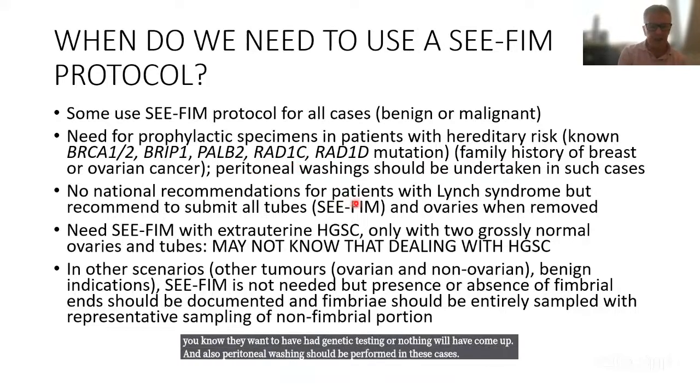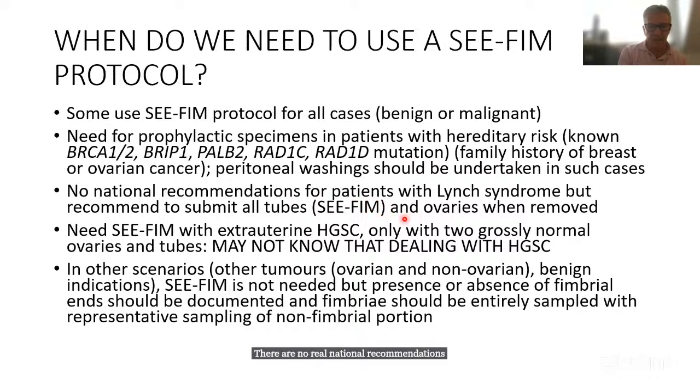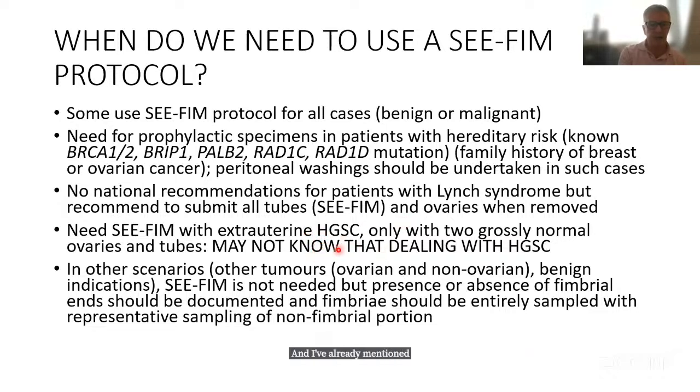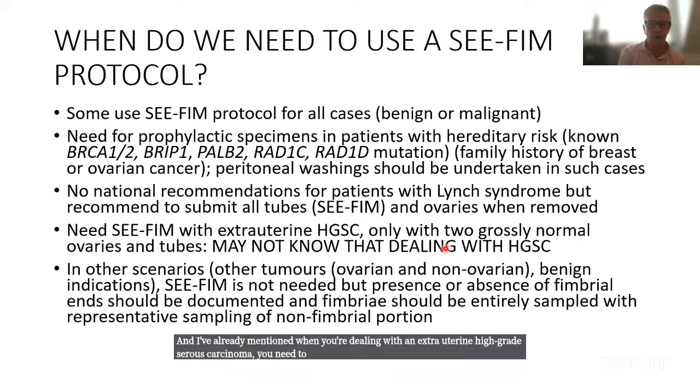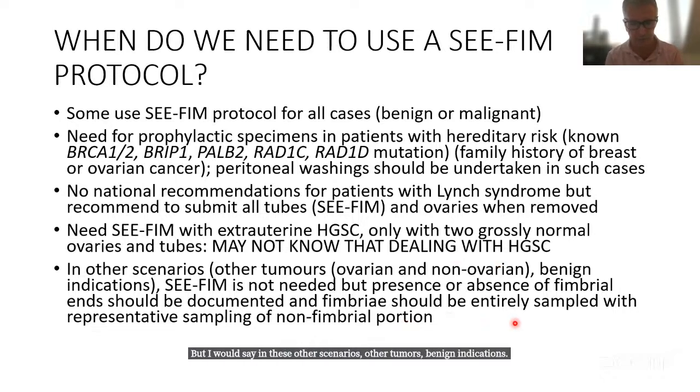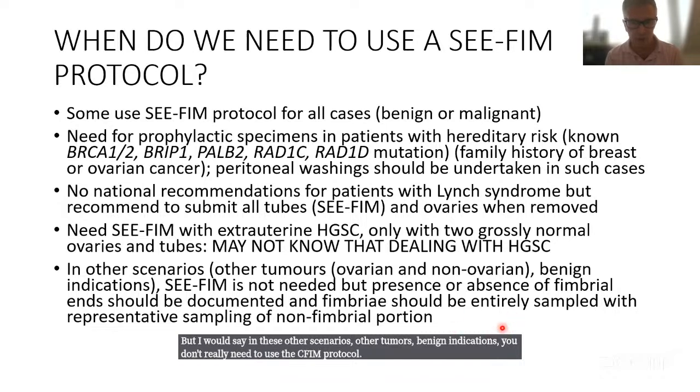There are no real national recommendations, but we would recommend in prophylactic hysterectomies and BSOs for Lynch syndrome that you submit all the tubes and ovaries as well. And I've already mentioned, when you're dealing with an extrauterine high-grade serous carcinoma, you need to use the CFIM when there's two grossly normal ovaries and fallopian tubes. But I would say in these other scenarios, other tumors, benign indications, you don't really need to use the CFIM protocol. Though if you want to use it, that's fine.